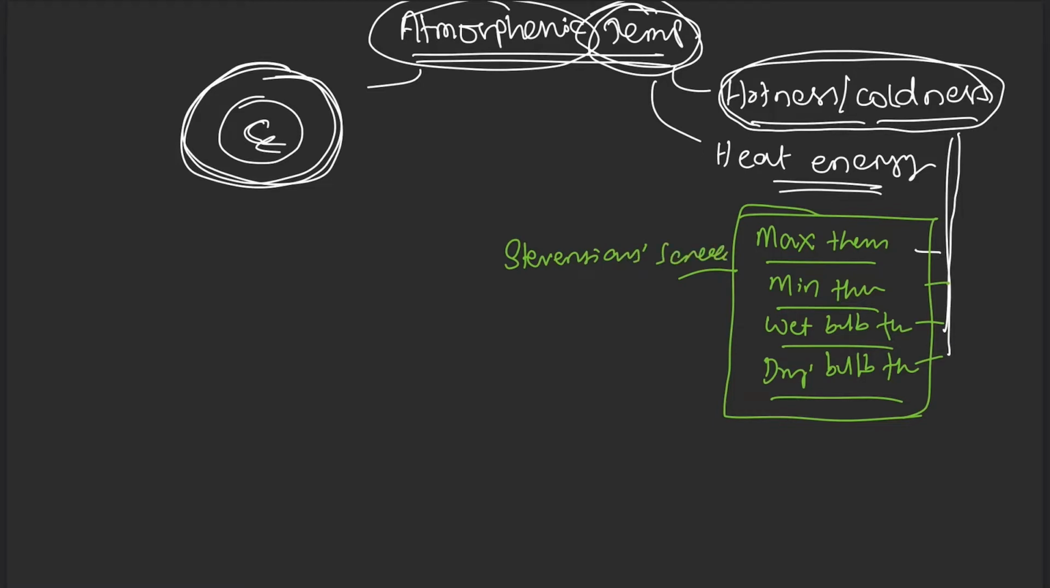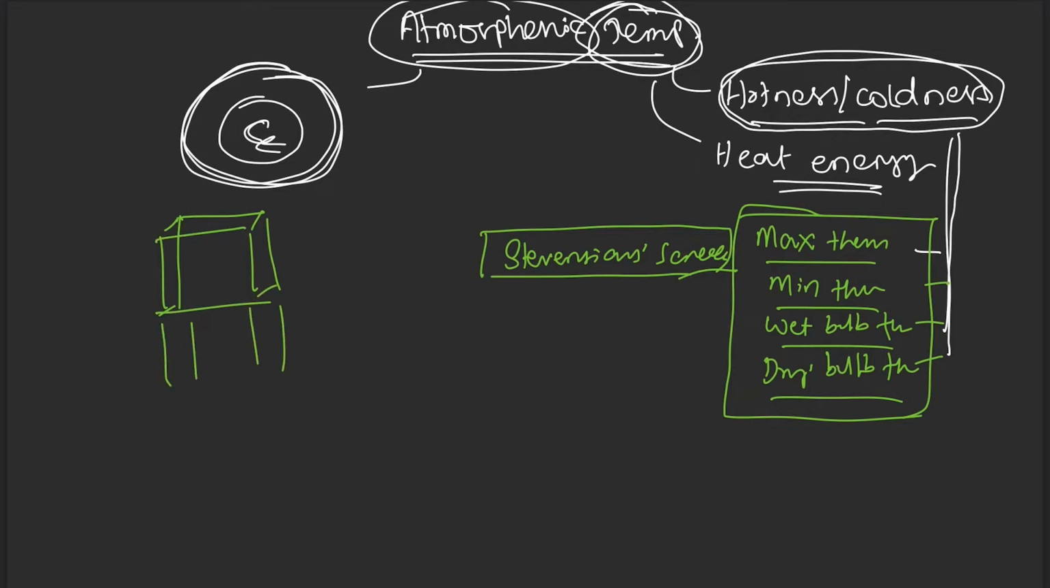In the agrometeorological observatory, these thermometers are placed inside a white box, and that is called Stephenson screen, right? This is a white box with an upper lid. Inside this Stephenson screen, these thermometers are placed. The maximum thermometer and minimum thermometer are placed horizontally, and the dry bulb thermometer and wet bulb thermometer are placed vertically, okay.